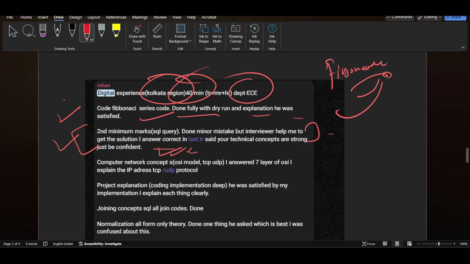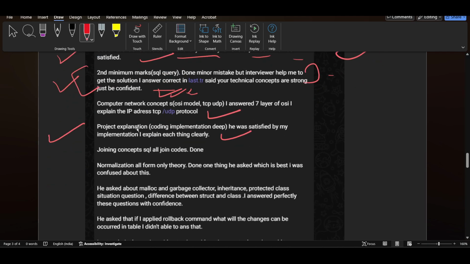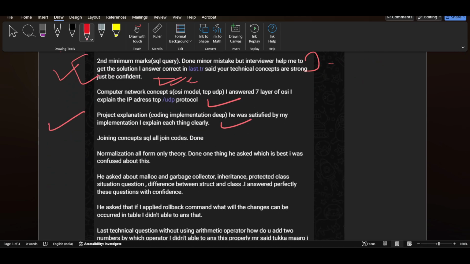Then computer network concepts: OSI model, TCP, UDP. I answered the 7 layers of OSI. I explained the IP address and TCP UDP protocol. Project explanation, coding implementation in depth. He was satisfied by my implementation. I explained each thing clearly. Basically in the project they asked about the coding implementation, like how did you implement each and everything. They went a little bit deep in this, so he explained everything.